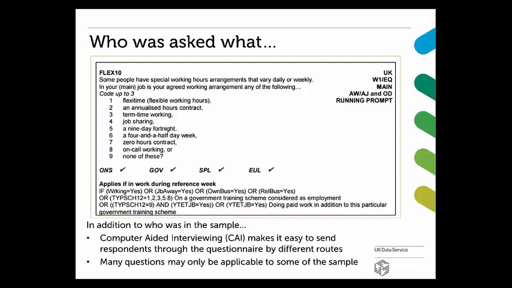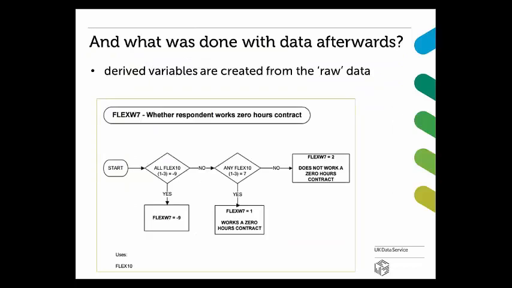In general, computer-aided interviewing makes it easy to send respondents through a questionnaire by different routes, depending on their answers. Therefore many questions that are available, or variables that are in the dataset, will only be applicable to some of the sample. You can also find out information about what was done to raw data after it had been collected. In this case, we can see information about a derived variable based on flex 10. Flex 10 collected information about working conditions, and from this, the survey created a new variable measuring whether someone worked a zero hours contract.